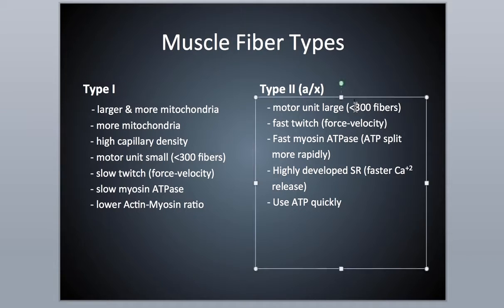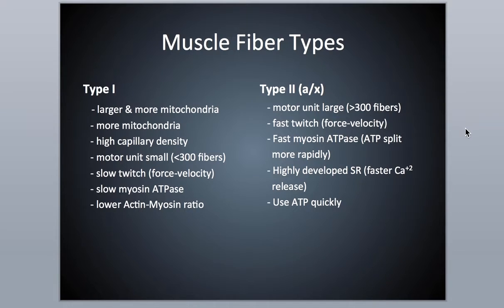Now, if we look at the type 2 muscle fibers, the motor units are really large. This actually should be, and I'm going to change this right now, that way you don't get too confused. There we go. You've seen behind the scenes. So the motor unit is large, greater than 300 muscle fibers. These are fast twitch. They're going to produce a good amount of force really quickly, a lot faster than type 1 muscle fibers. They have a fast myosin ATPase, which is one of the major reasons why it's a fast twitch fiber. So that ATP is split up a lot more rapidly than in type 1 muscle fibers.